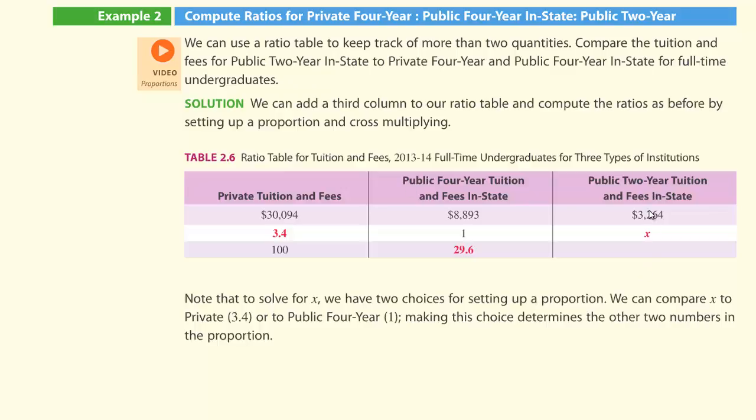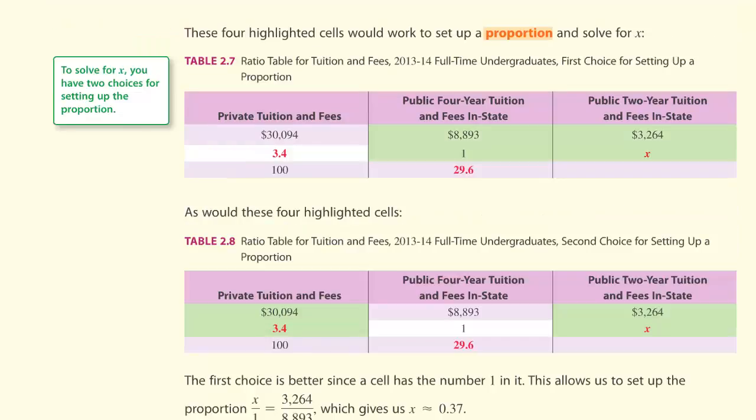Right? So we bring in a third column of information. We're now going to look at public 2-year tuition for in-state compared to the public 4 and the private. Now, when it comes time to calculating the missing bits and pieces for the 2-year school, we can either use the ratio of the 2-year school to the 4-year school or the 2-year school to the private school.